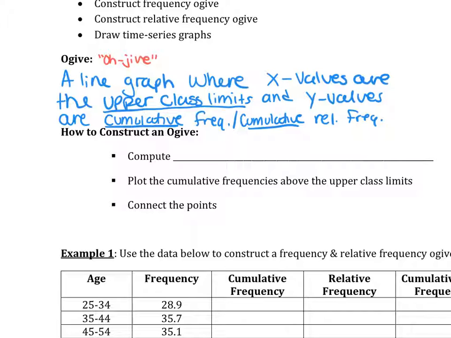So how to construct an ogive? You first have to compute those cumulative frequencies. And then you would plot the cumulative frequencies above the upper class limit. So again, cumulative frequency would be your y, upper class limits is your x. Then you connect the points with straight lines, just like you did for the frequency polygon.